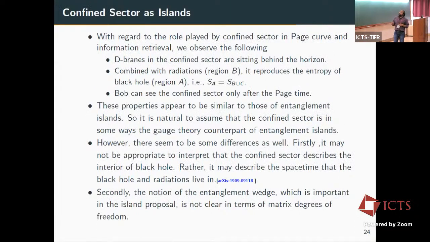I think so. Now, with regard to the role played by the confined sector, we see three things. One, D-branes in the confined sector are sitting behind the horizon. There are some degrees of freedom corresponding to some region deep inside the horizon. Two, combined with the radiations at late times, it reproduces the entropy of the black hole, which is SA, which is SBC. And three, Bob can see the confined sector only after Page time, which means that the degrees of freedom, in at least the entropy formula, the confined sector plays its role after Page time.